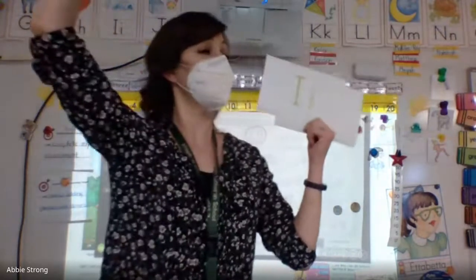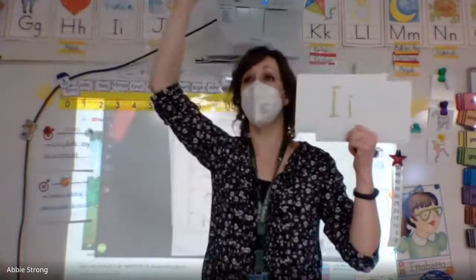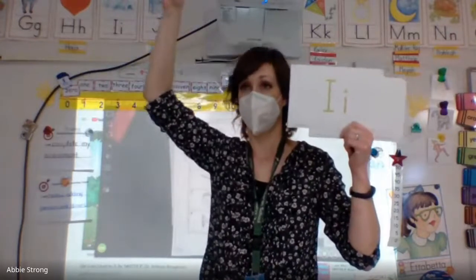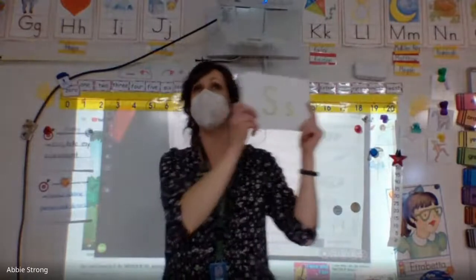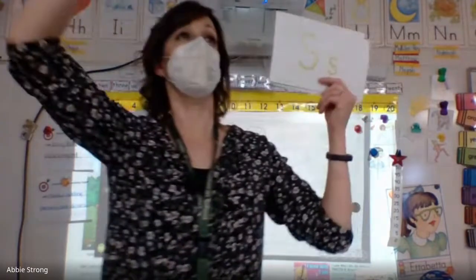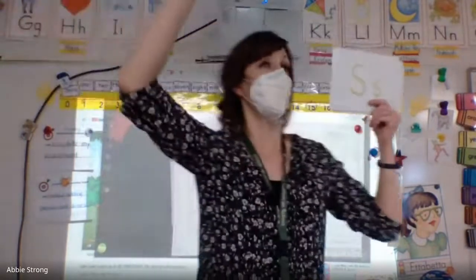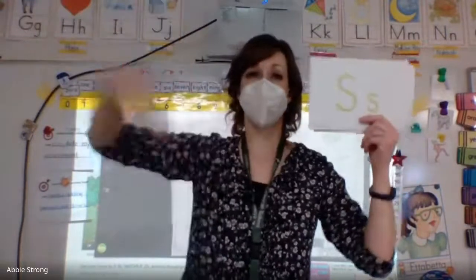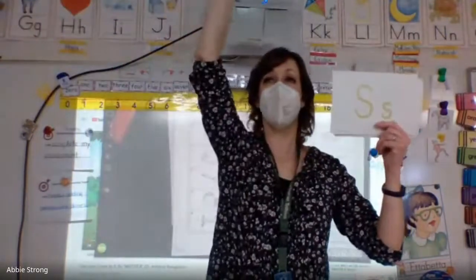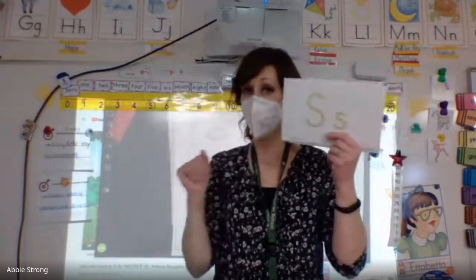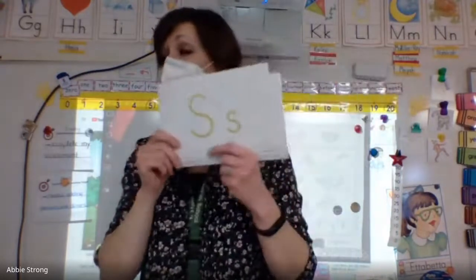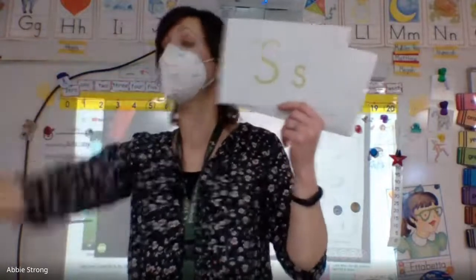Ready? The letter I says I. What's a word that starts with I that makes the I sound? Delilah. Igloo. Good. The letter S says s. What's a word that starts with S? Or up in the sky. Journey. Twinkle, twinkle, little star. Good.